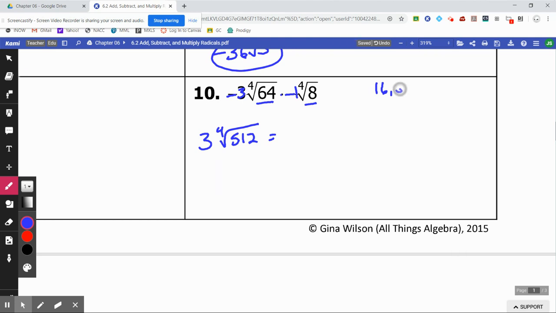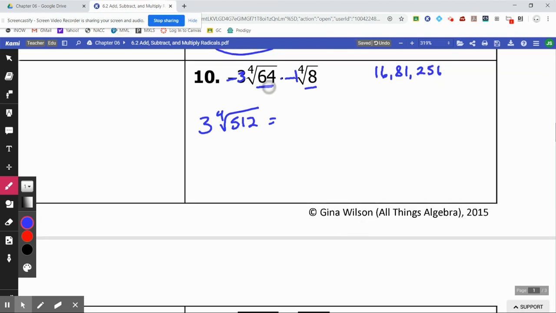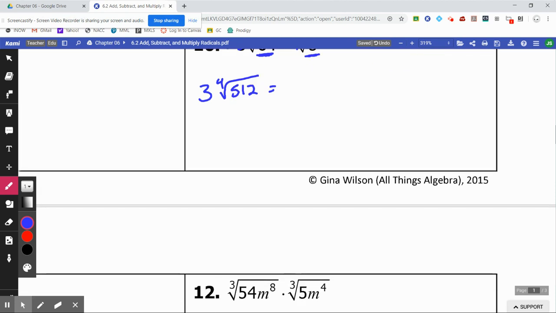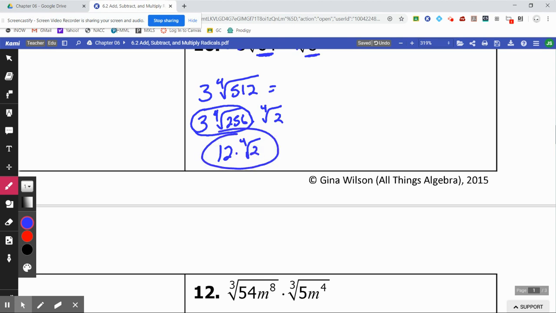3 to the fourth is 81. 4 to the fourth is 256. And I think that would work because I actually see a 4 times 4 times 4 here, and then here's a 4 times 2. So do you see when you multiply those together, you actually have 4 fours. So that kind of gives you a hint of what you can multiply or what you can split it into. So fourth root of 256 and the fourth root of 2 would be 3 times the fourth root of 256, which is 4. So that's 3 times 4, which is 12 times the fourth root of 2.